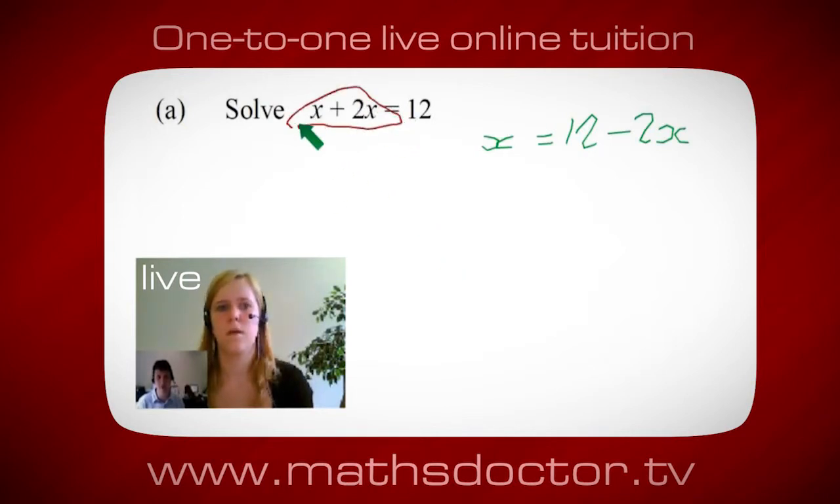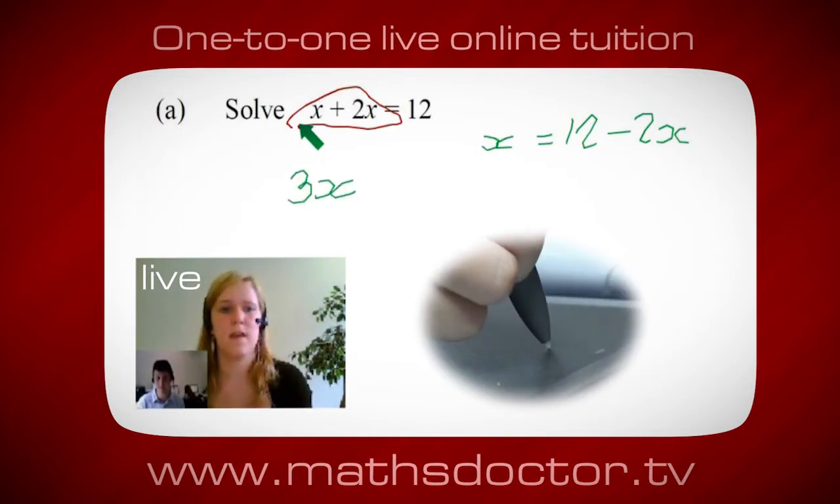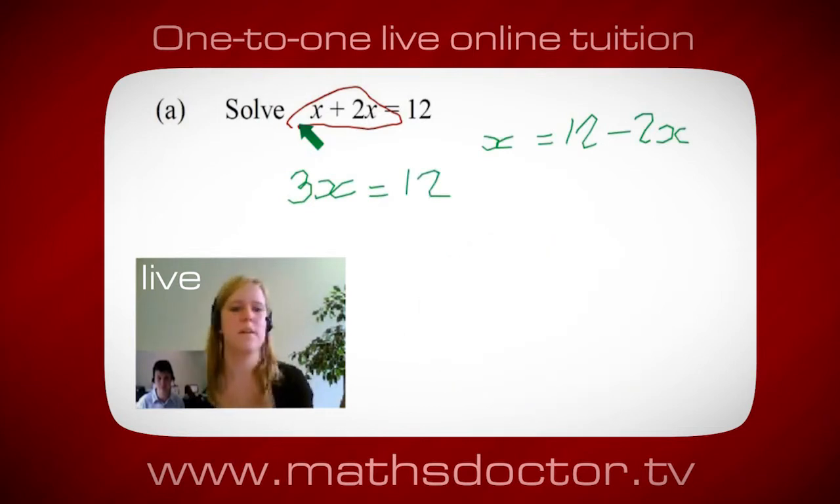Get all these together in one place. Oh, okay, it's 3x, isn't it? Yeah, absolutely. 3x equals 12. Oh, and so x equals 4. Brilliant, spot on, well done.